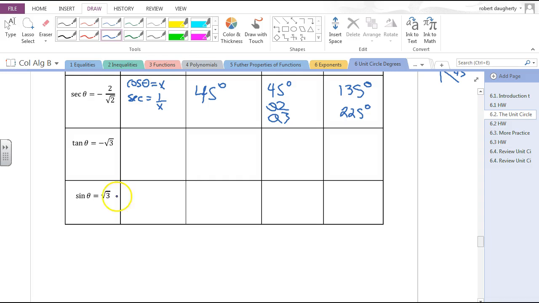This one's impossible. Let's do the last one, and then we'll go to the next kind. Tangent is negative square root of 3. Okay. What's the definition of tangent? How about y over x? Okay. So the tangent is y over x. Do you see any place that I could take y and divide it by x and get square root of 3?